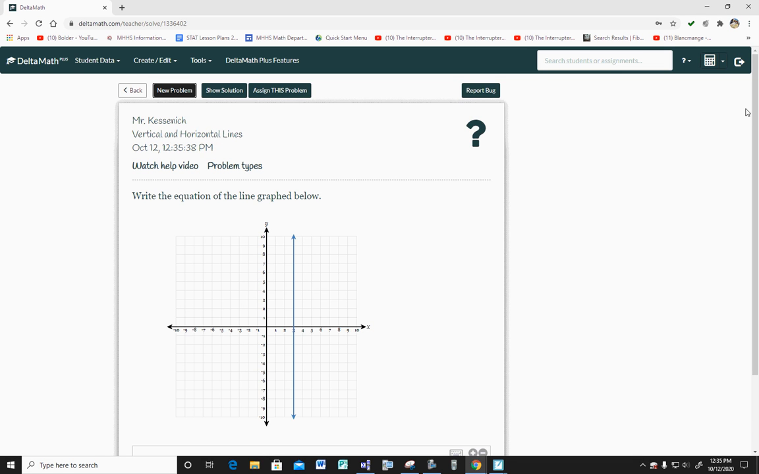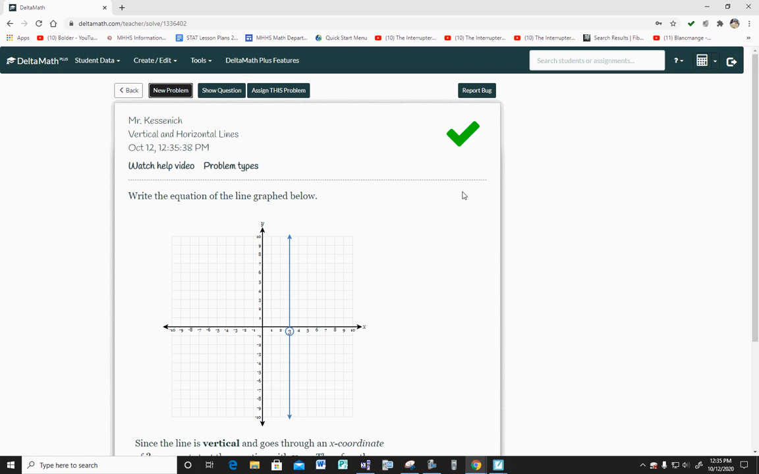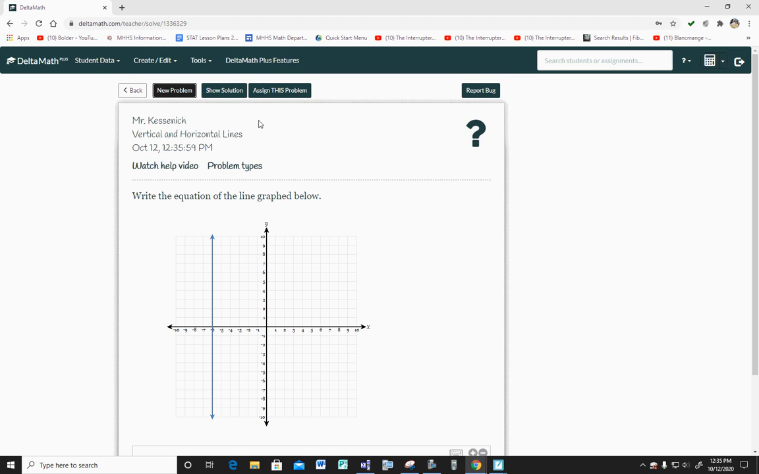Here it's asking you for what the equation is. You go, it's vertical, so it only crosses the x. So the equation would be x equals, and where does it cross? 3. It crosses right there at 3. Submit answer. Yes. Okay, new problem.